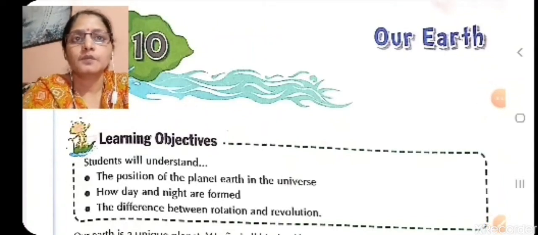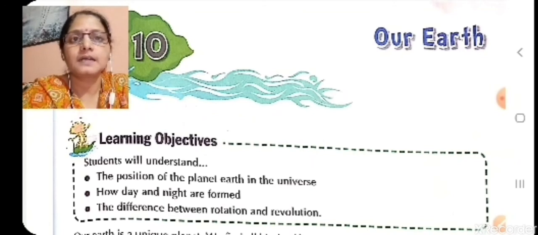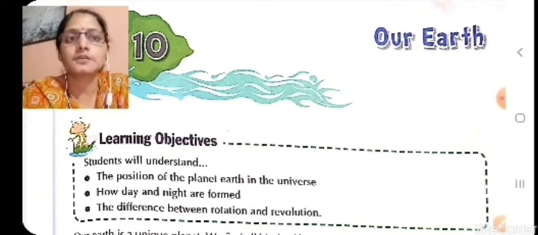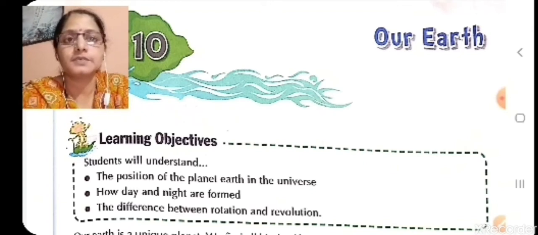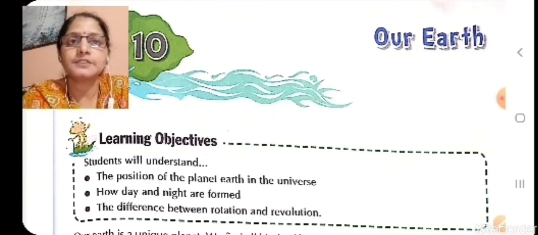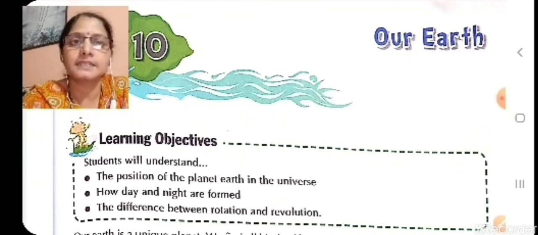Children, we were doing chapter 10, our earth. In this chapter, we will be reading the position of the planet earth in the universe, how day and night are formed, and the difference between rotation and revolution. Children, we have done the introduction part. Today we are going to do the sun and the earth and the shape of earth.